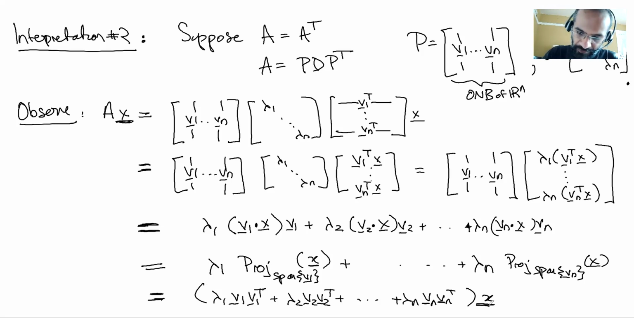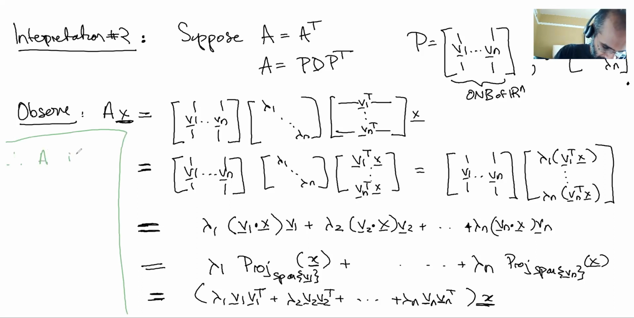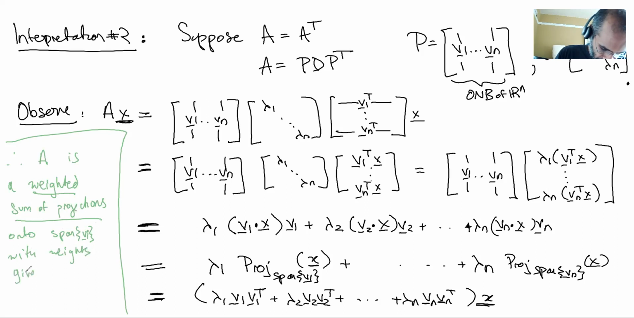Okay, so I'll just summarize that in words. A is a weighted sum of projections onto the eigenvectors with weights given by the eigenvalues, which are, by the way, real because it's a symmetric matrix.